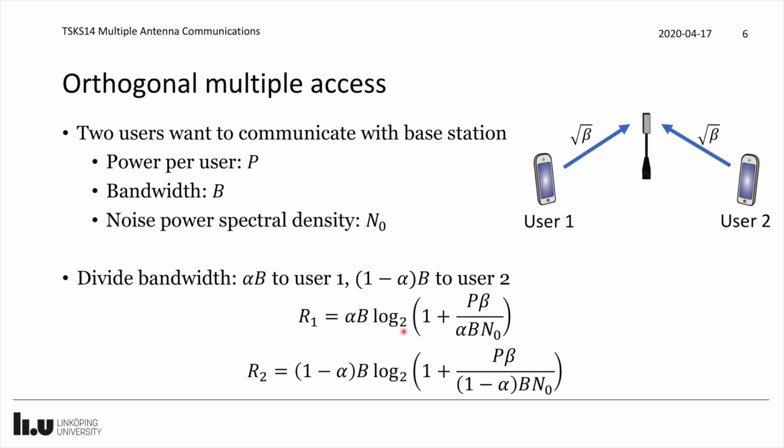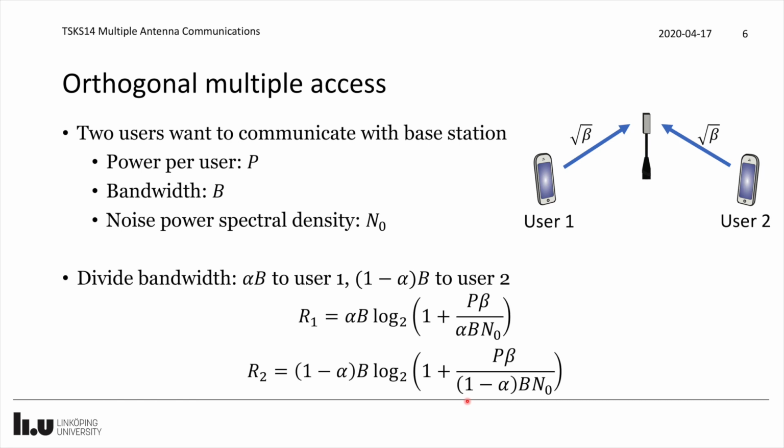We have log 2 of 1 plus a signal to noise ratio, which contains the total power P, beta, which was the channel gain, and then we have the bandwidth alpha times B again, and we have N naught as the power spectral density of the noise. For user 2, we are instead having another bandwidth, 1 minus alpha times B. We have log 2 of 1 plus the same power, the same channel gain, the same noise power spectral density, but a different bandwidth.